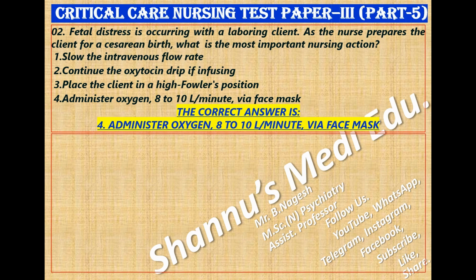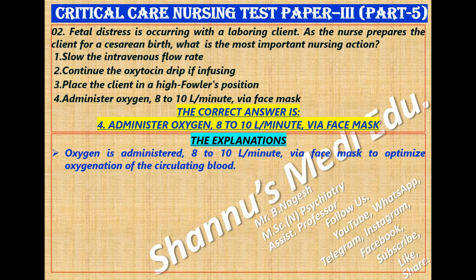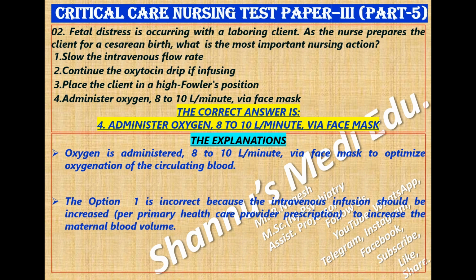The correct answer is option 4, administer oxygen 8 to 10 liters per minute via face mask. The explanation of this question: oxygen is administered at 8 to 10 liters a minute via face mask to optimize oxygenation of the circulating blood.